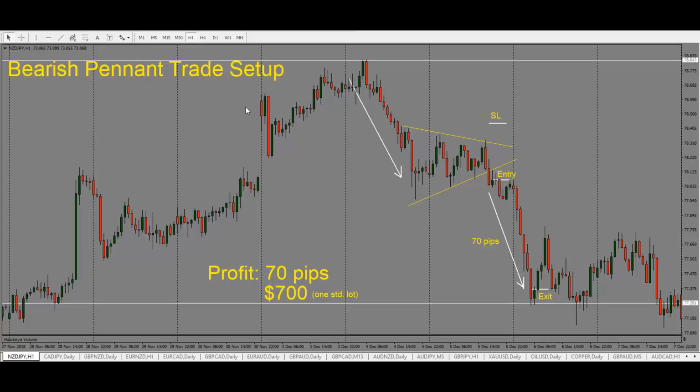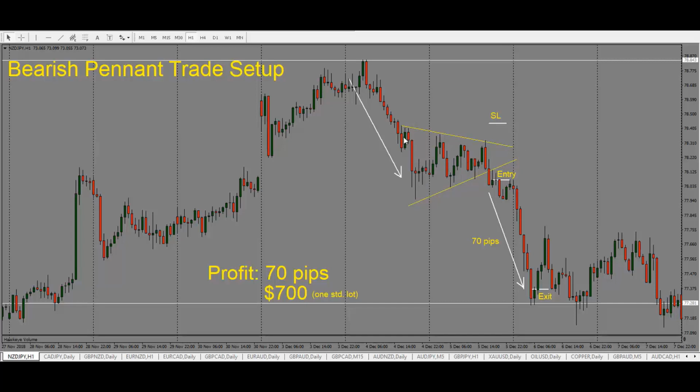Here we're looking at a bearish pennant trade setup. This is New Zealand yen 1 hour chart. A bearish pennant is a continuation trade setup. This is a bearish continuation trade setup and we're looking for price to drop after this. So generally we would see a move to the downside and then we see this conical shape formed, which is our pennant. So price starts to go sideways, but it's in this cone type of shape. So this is our pennant.